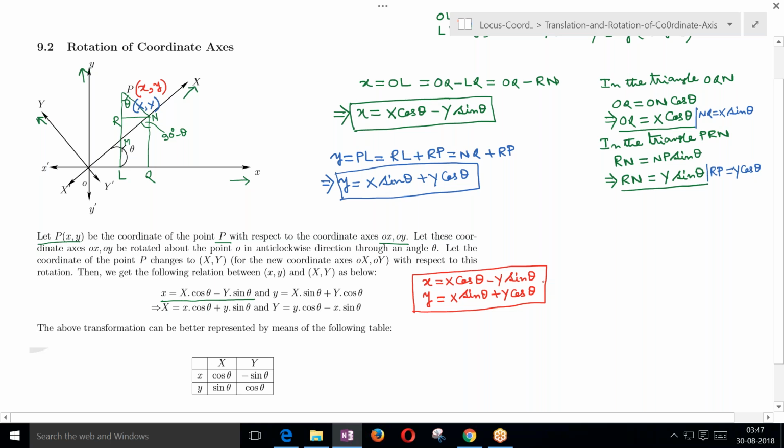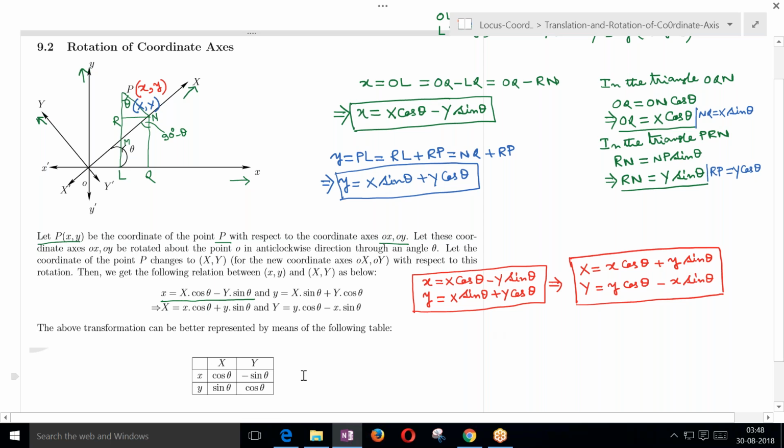That will imply capital X is equal to x cos theta plus y sin theta, if you solve the system of simultaneous linear equations, and capital Y is y cos theta minus x sin theta. So this is the relationship we derived, and all of this can be given in a very nice matrix form. What is the matrix form?